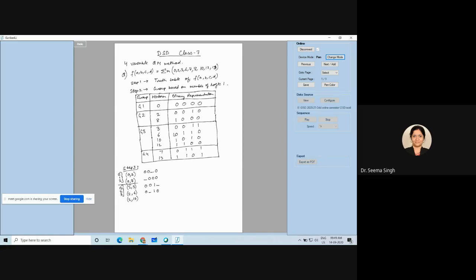And what is 2 and 10? Dash 0 1 0. Correct. So 2 and 10 is dash 0 1 0. So pairing of 2 to all we have checked. 2 gave me pairing to 3, 6 and 10, but 2 did not give me pairing to 12. So between group 2 and group 3, first term is paired with all. Now my job is to do pairing of 8 to all.